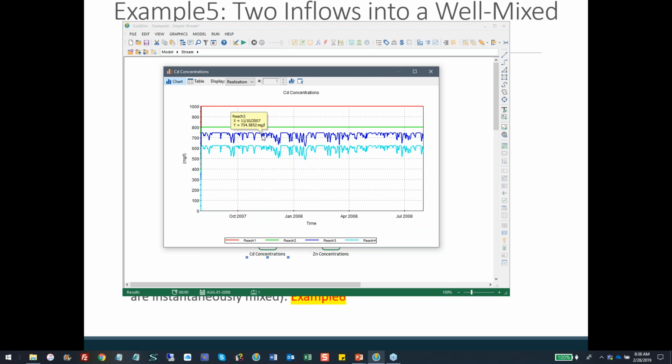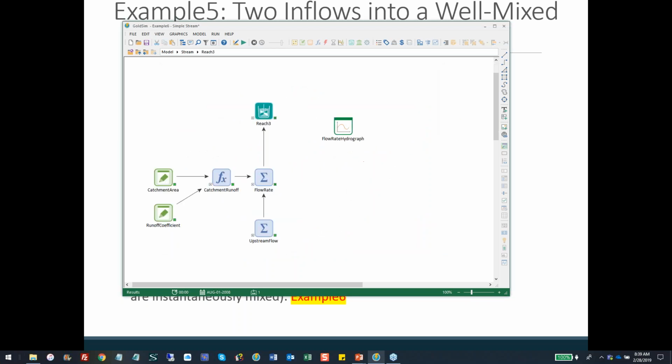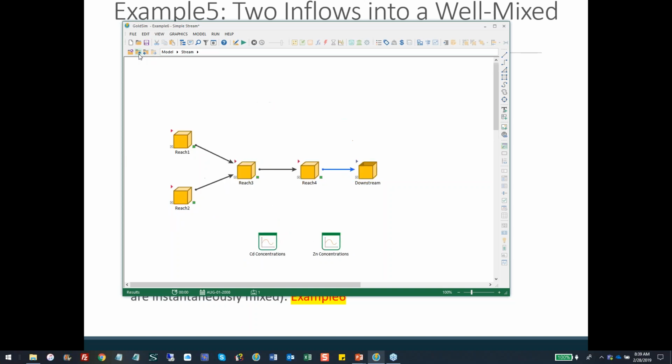So reach 3 has also been diluted. It's a lower concentration than these 2 guys. Right? We're mixing these 2 guys up here, but the flow rate is higher. So we've got some dilution going on. Why is the flow rate higher? Well, in addition to having upstream flow into the reach, we have some catchment runoff into this reach also. All right, so there's more water.